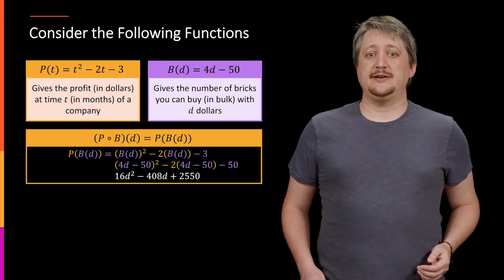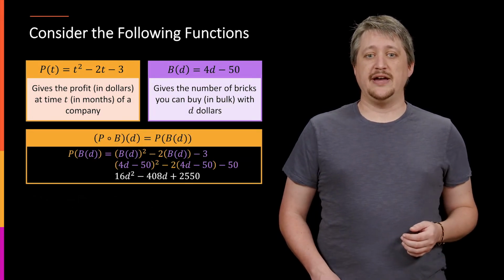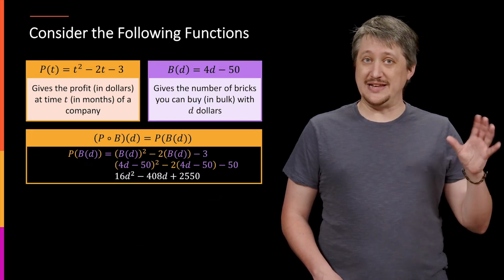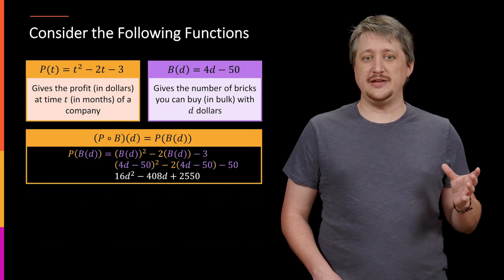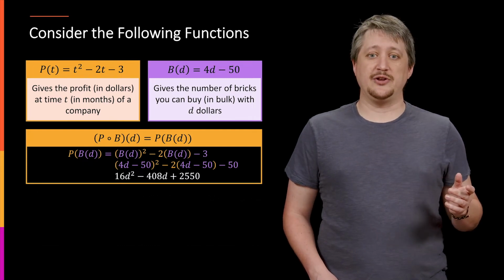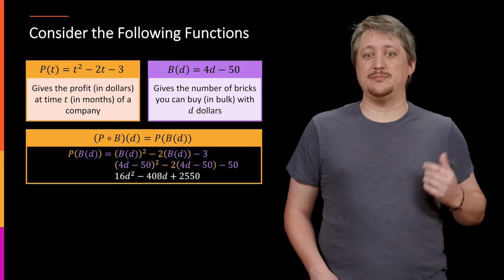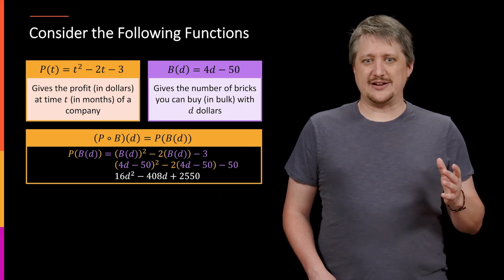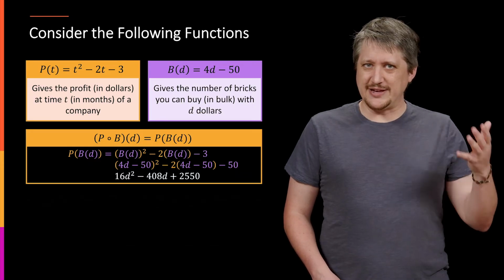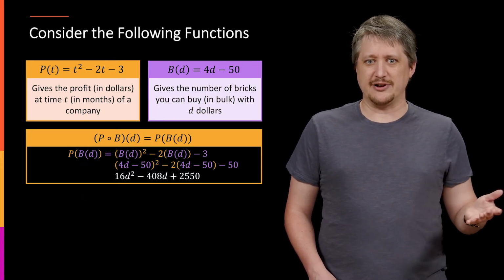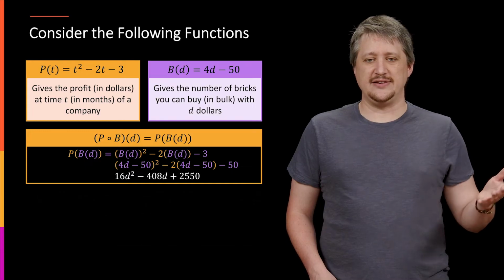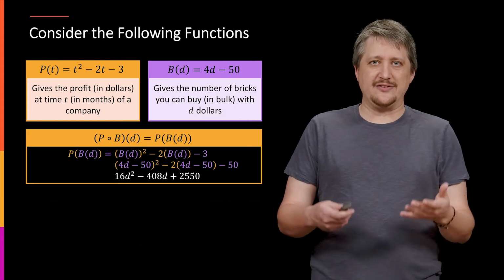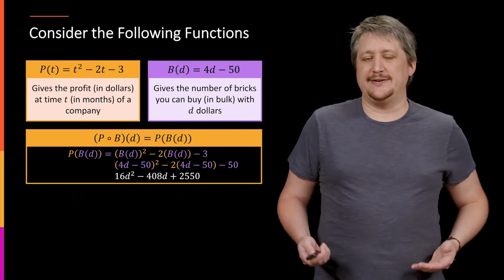So we could look at something like P of B of D, right? Which, again, these notations are the same, meaning the same thing. So this P of B, that little open circle, really means I'm putting B of D in as the input of P. And if I do that, again, the exact computation isn't the important part, but the takeaway here is that I could get some output, this 16D squared minus 408D plus 2550. I get some sensible function at the end.